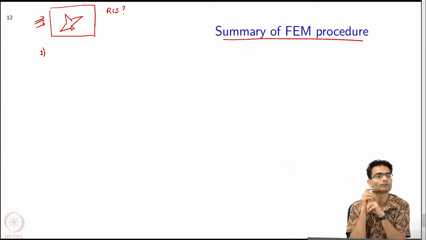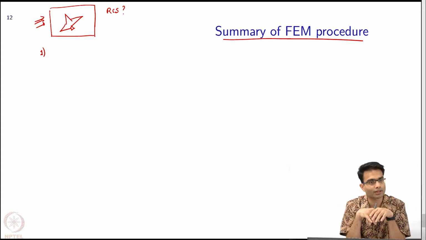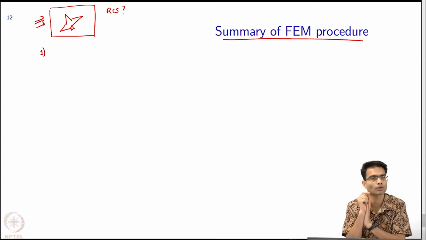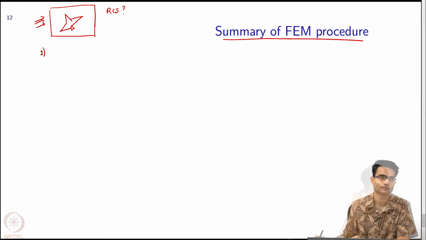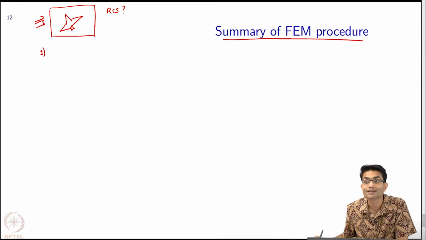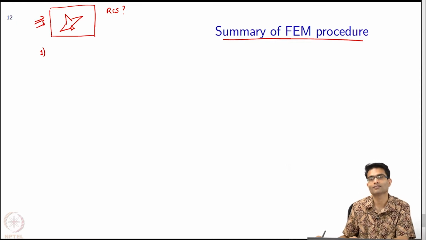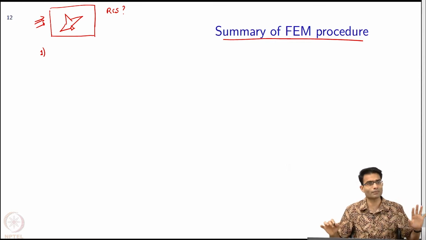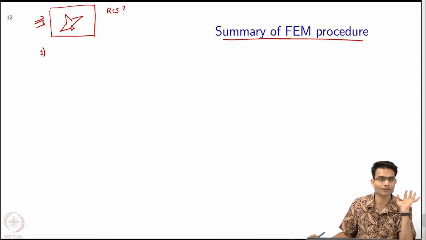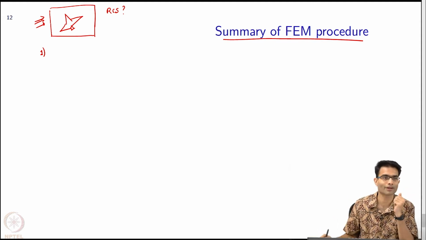What is step 1? You are given this problem. Let's say you are an aircraft designer or a ship designer. What would be step 1? How do I start solving this problem? Well, even before that, think really basic. Break it into triangles, right? Now, how do I break it into triangles? What is the tool that I need for that?